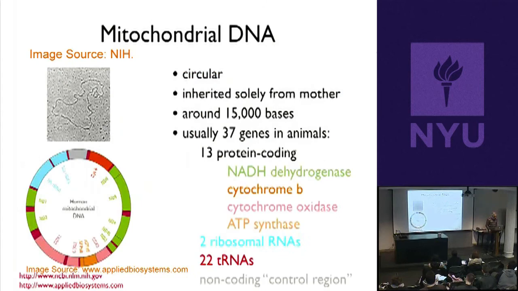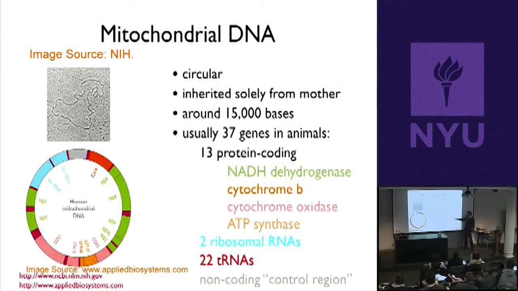So the mitochondrial DNA is actually not that big. It's a circle like a plasmid, and it's only around 15,000 bases long. Again, like a plasmid, it's not much bigger than a typical plasmid like the plasmid you worked with already in lab. And it has, typically in all animals, around 37 genes. These are the genes that it has: 13 protein coding genes, and it encodes various enzymes with complicated names like NADH dehydrogenase and cytochrome oxidase. These are basically the machinery for making energy. You need these enzymes to do that.